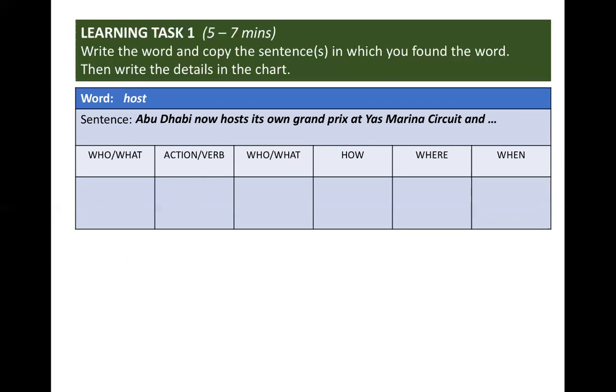And since this is a compound sentence, it's not necessary to continue, or else we'll have to write two sentences. But let's break it apart. Abu Dhabi hosts what? Its own Grand Prix. Where? At Yas Marina Circuit. What happened to the word now?